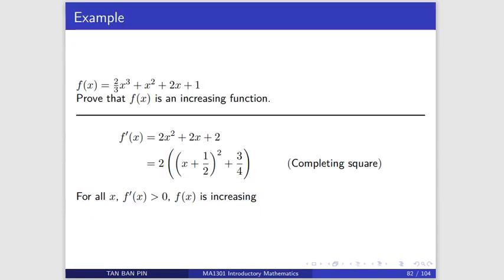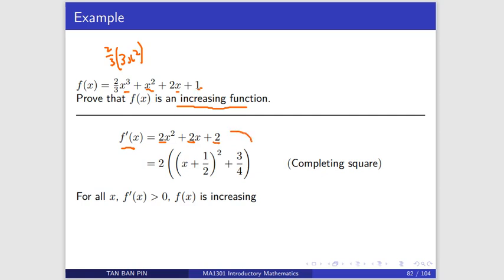In this example, you are asked to prove that the cubic function 2/3 x cubed plus x squared plus 2x plus 1 is an increasing function. To do that, you can just differentiate f(x) to get f'(x). Differentiating x cubed gives 3x squared, and times the 2/3 gives 2x squared. Differentiating x squared gives 2x. Differentiating 2x gives 2. Differentiating 1 gives 0.